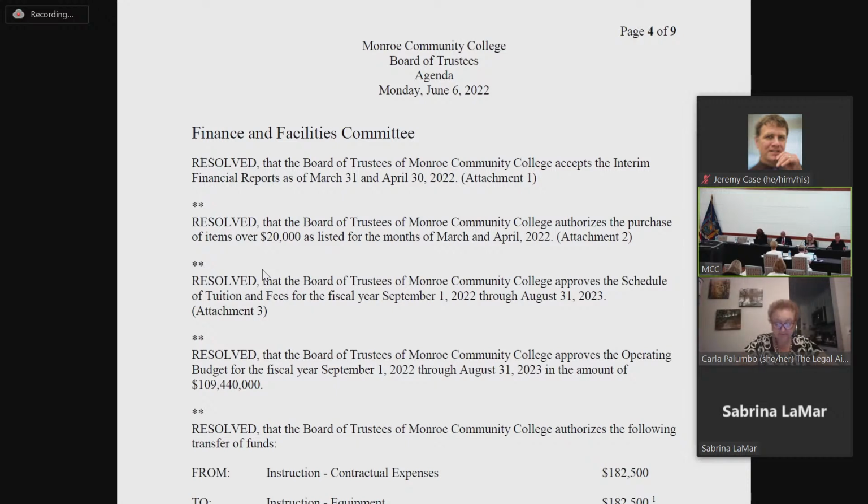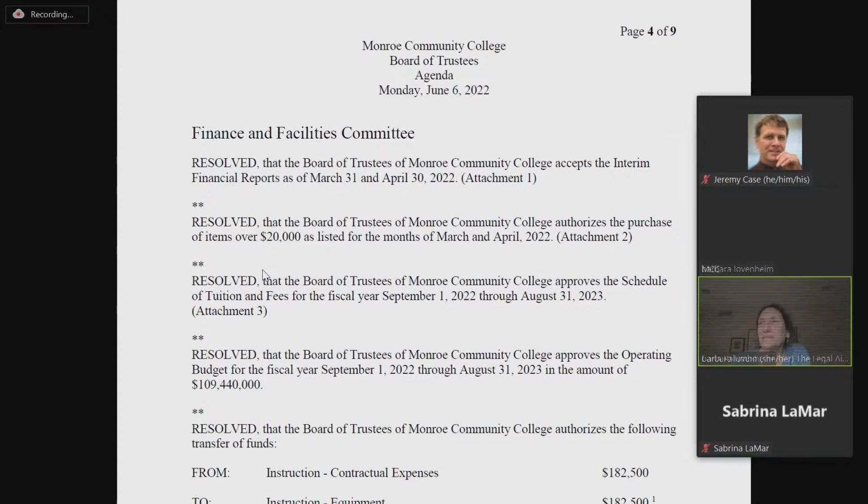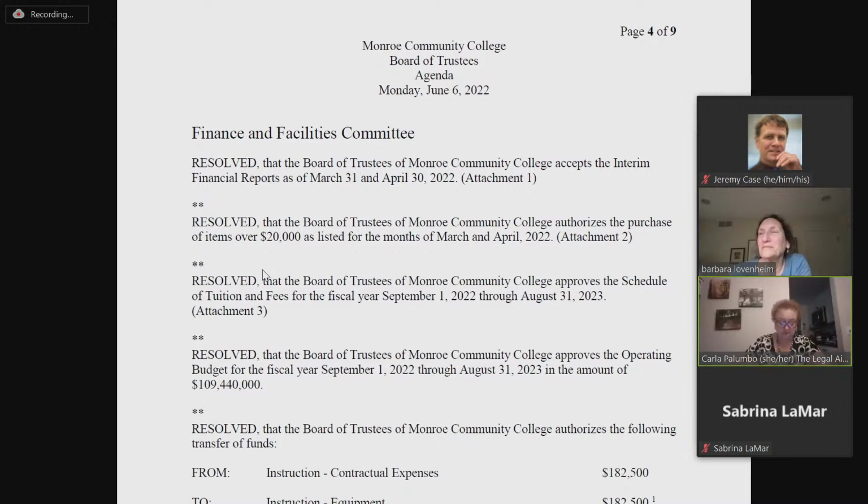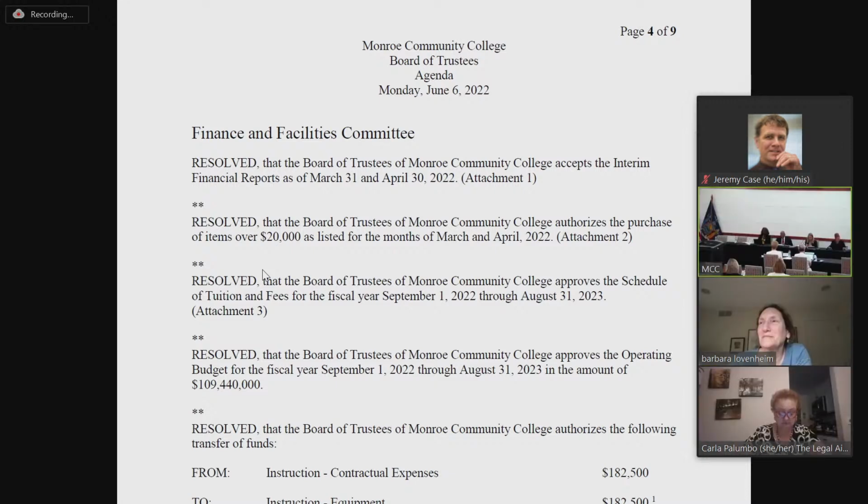Trustees Paula Barlow, Aye. Sabrina Lamar, Aye. Barbara Lovenheim, Aye. Carla Palumbo, Aye. Grace Tillinghast, Aye. Connie Walker, Aye. Alan Williams, Aye.